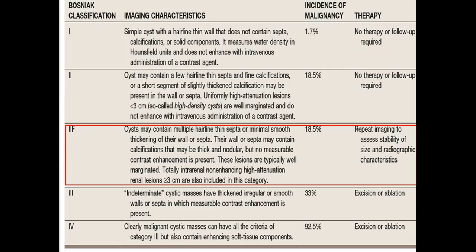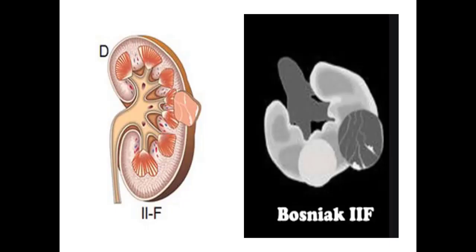Now if we look at the 2F, it contains multiple hairline thin septa or minimal smooth thickening of walls or septa. Their wall or septa may contain calcification that may be thick and nodular, but no measurable contrast enhancement is present. These lesions are typically well marginated and totally intrarenal, non-enhancing. Again, the malignant potential is 18.5%, but here we have to consider further assessment and follow-up as well. If we look here, we have multiple septas, calcifications, and thickening as well.